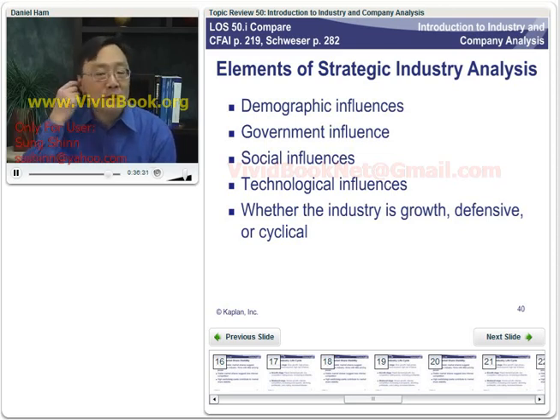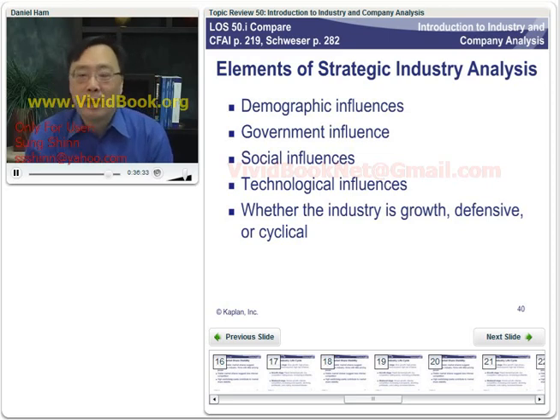Government influences, specifically things like regulatory environment and trade restrictions, are some of the government influences that affect your industry. Social influences, I'm going to give you an example of both social and technological, kind of put them together even though they're separate influences. I'm going to go back to my iPad example.